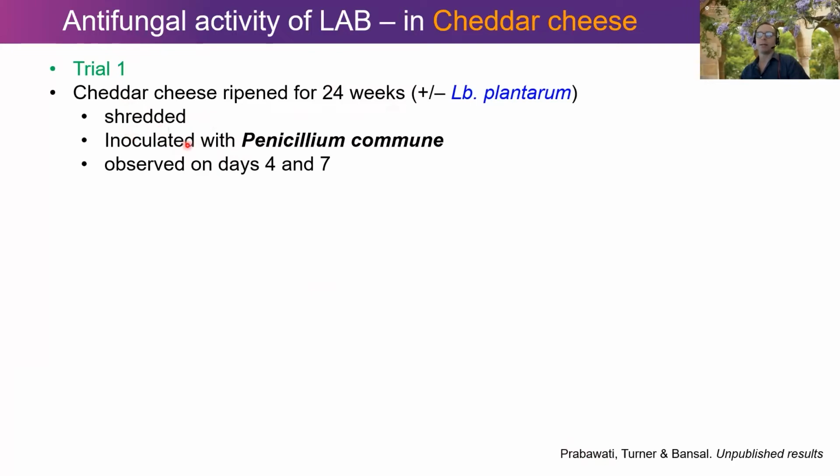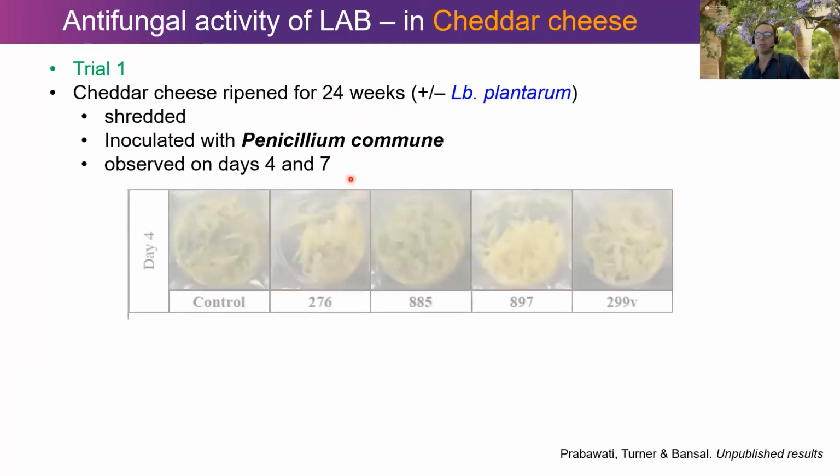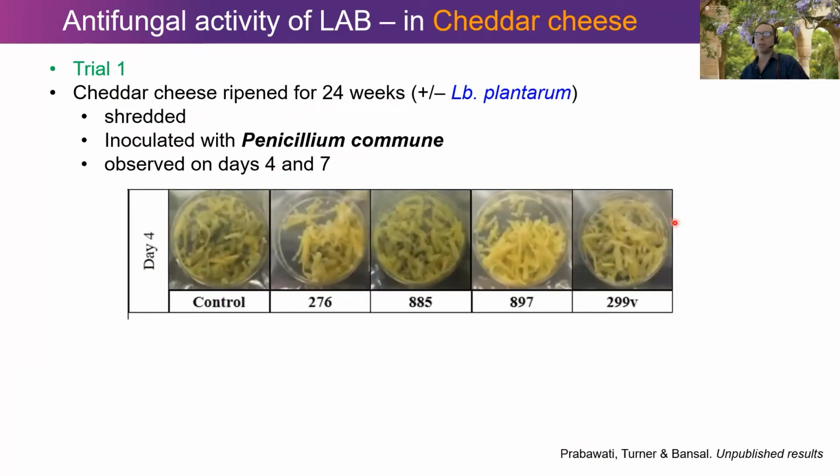We shredded that, then added in some Penicillium communae mold and looked at the cheeses on day 4 and 7. These are day 4 results. They all look pretty good. This is the control without Lactobacillus plantarum. These 4 here contain 4 different strains of plantarum.